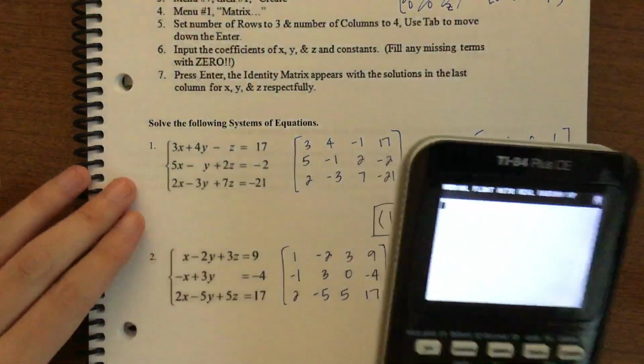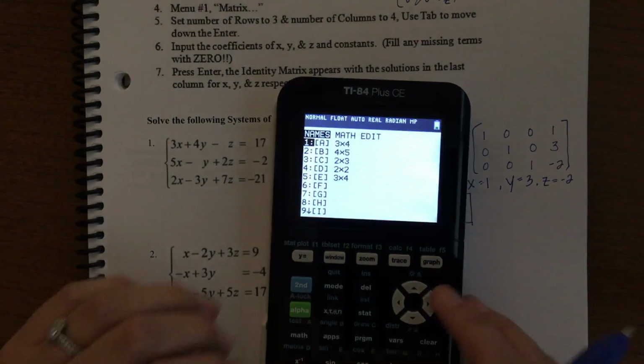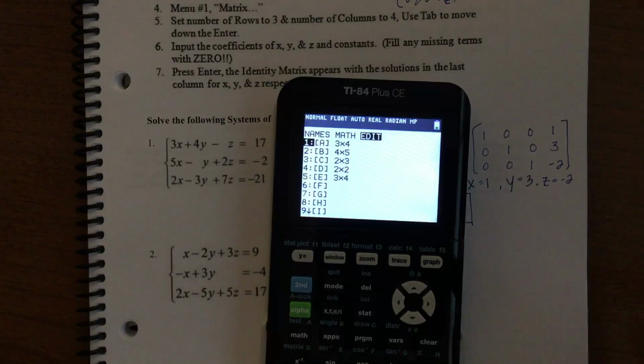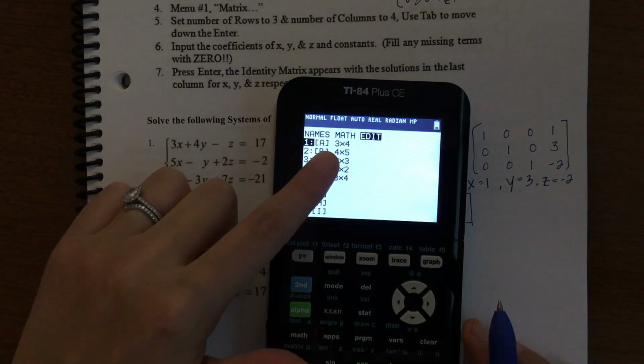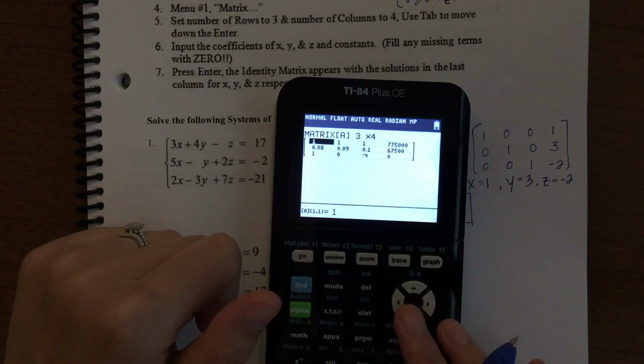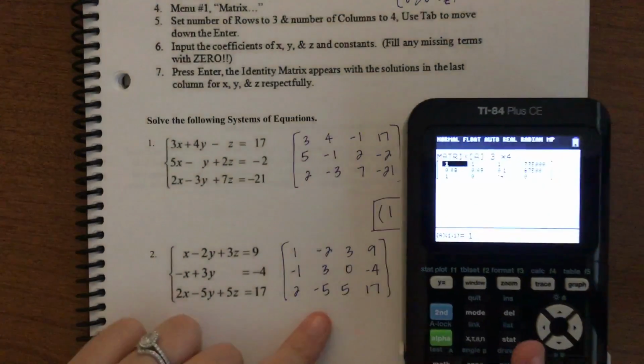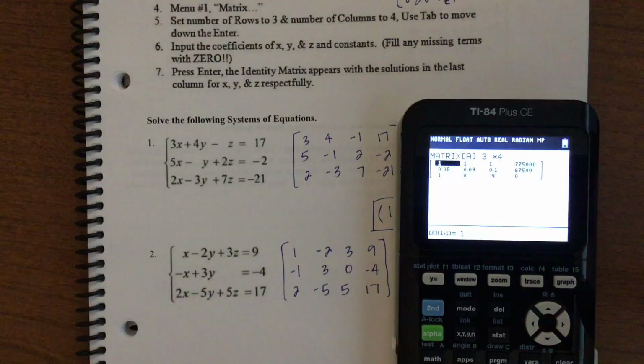Okay, so that's what I'm going to put in my calculator. So I'm going to go back to matrix, and I'm going to go over to edit. I can edit any of these, by the way. So since A is already a 3x4, I'm just going to go ahead and edit it. Here you can obviously see I was working on a matrix that was a 3x4, but I'm going to go ahead and just fill in this with my new numbers.